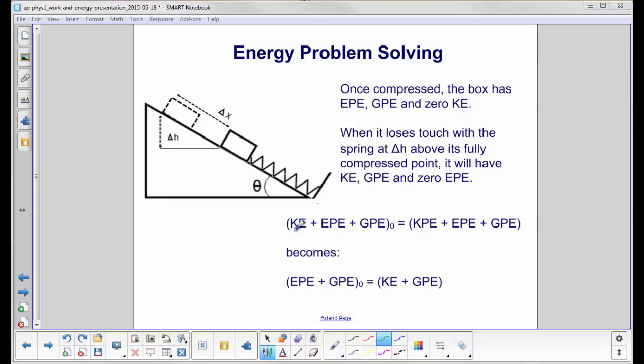So our conservation of energy equation, which lists all the different energies, simplifies to the initial elastic potential energy and gravitational potential energy when it's at this spot right here, and then when it is released and it loses contact with the spring, it will have a kinetic energy and a GPE at this point.